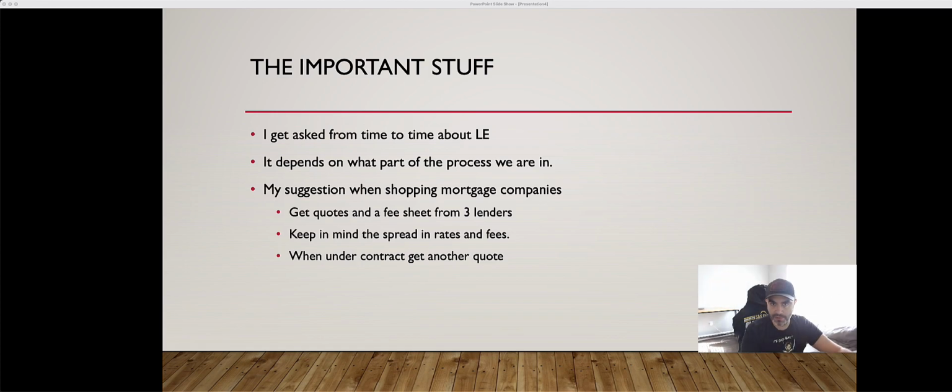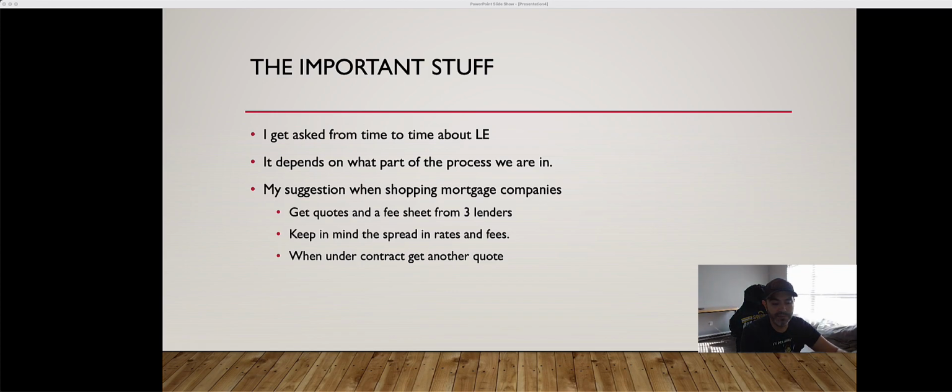And then later on, when you go under contract, I would say ask all three lenders again for a quote, like, hey, I'm under contract, can you give me a rate quote? And then see if it matches up with what they originally gave you, as in, lender A quoted me 6.5%, lender B quoted me 6.75%, lender C quoted me 7%.